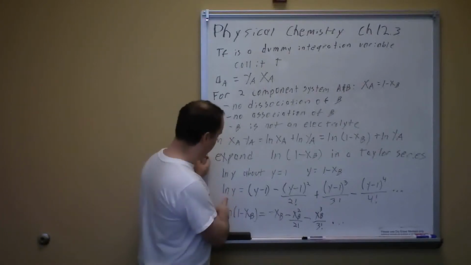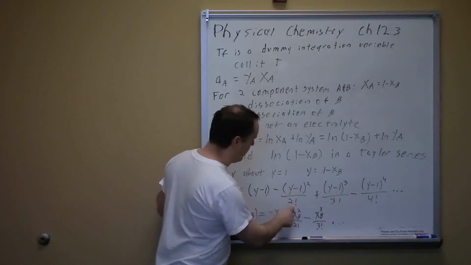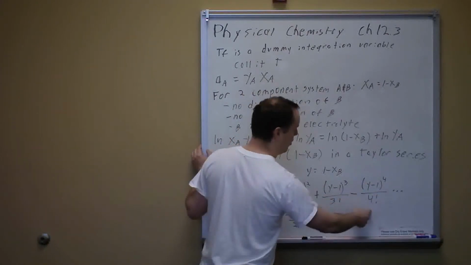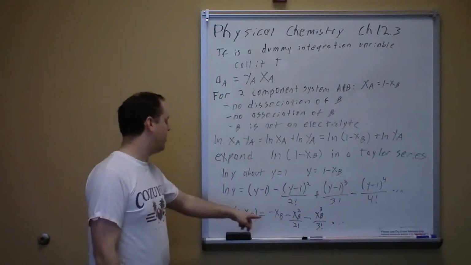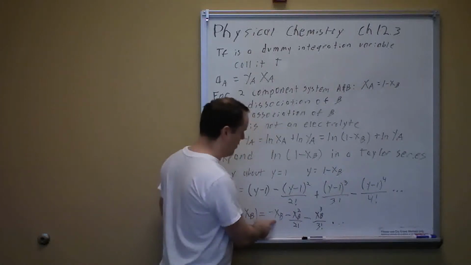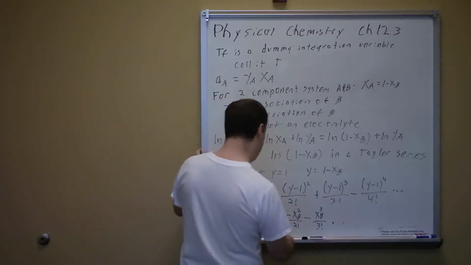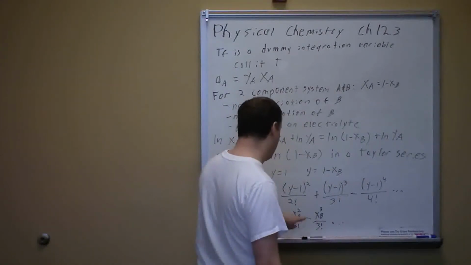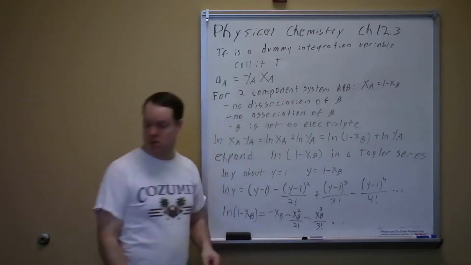So now, using Taylor series expansion, the natural log of y equals y minus 1 minus (y minus 1) squared over 2 factorial plus (y minus 1) cubed over 3 factorial minus (y minus 1) to the 4th over 4 factorial, etc. forever. So substituting back in for y and simplifying, we get the natural log of 1 minus the mole fraction of B is equal to minus the mole fraction of B minus the mole fraction of B squared over 2 factorial. Uh-oh. One of these should be a plus, I think. Oh, shoot. Let me get back to you. So, and then minus the mole fraction of B cubed over 3 factorial.